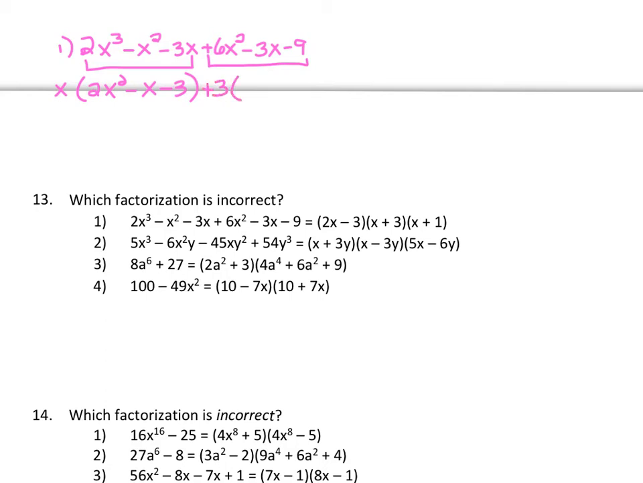which is going to leave me with positive 2x squared, and then minus 1x, which I'm just going to write as minus x, and then negative 9 divided by positive 3 is negative 3. Okay, so now let's take what's in the front of our parentheses, the x and the plus 3, and we'll group that together in one parenthesis. And now let's take this common trinomial and rewrite that.